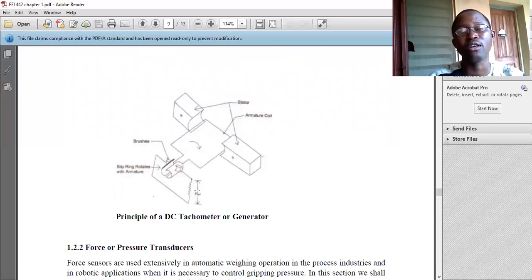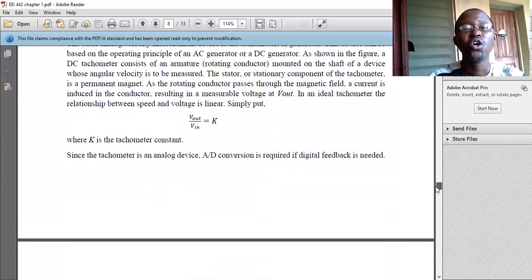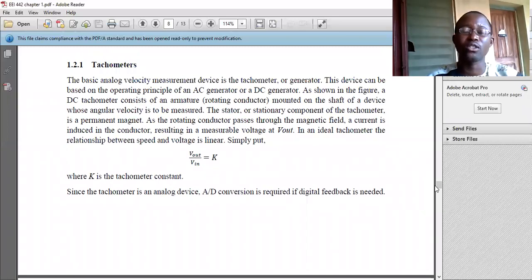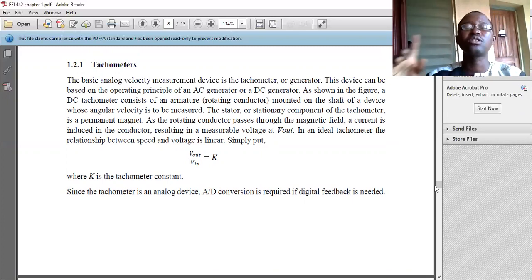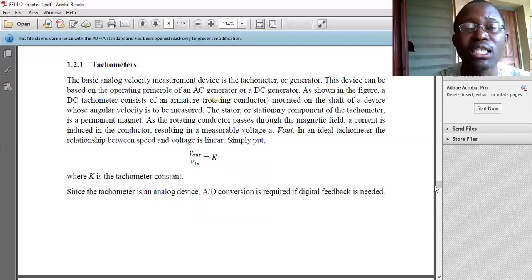So at the end of these brushes, you can now take a connection from which we get a developed voltage. As we all know, this setup has a permanent magnet with a coil in between. When the coil rotates, that is the rotating conductor in the magnetic field generated by the permanent magnet, which is the stator, it cuts the magnetic flux generated by the permanent magnet, and for that reason, EMF is induced in the rotating conductor.